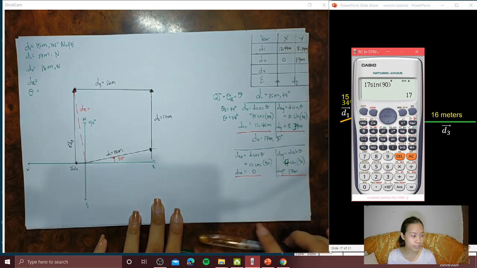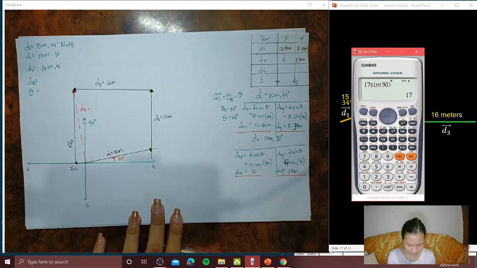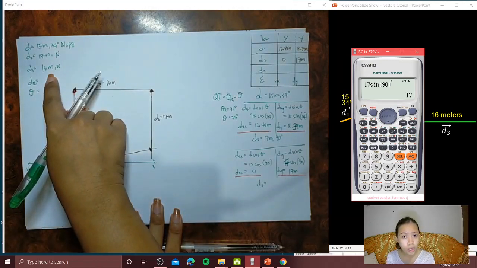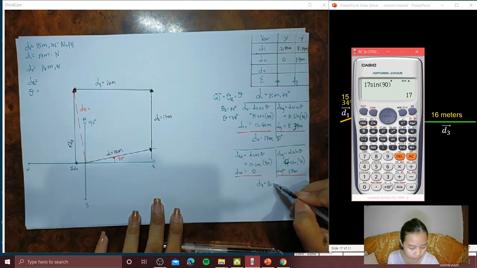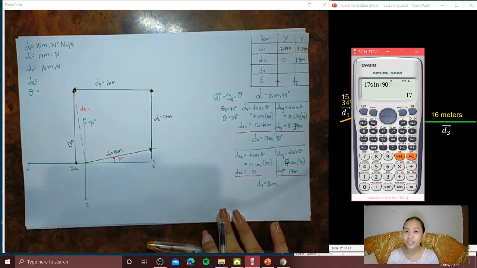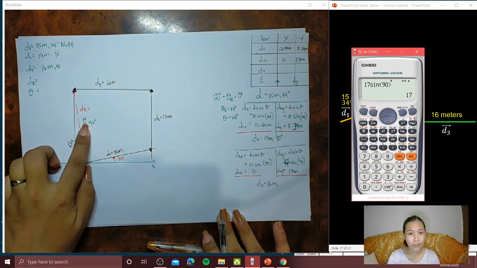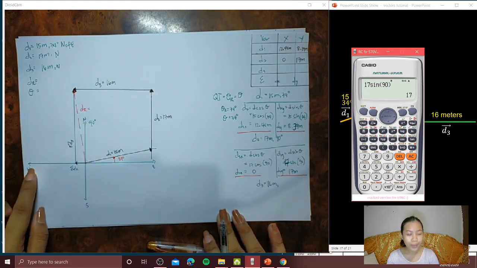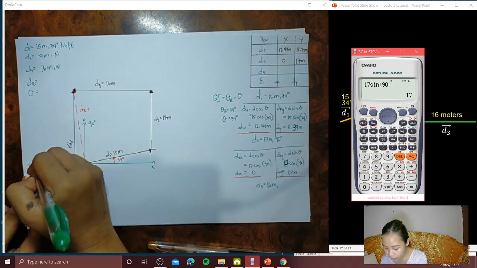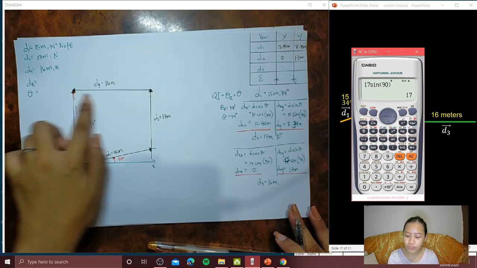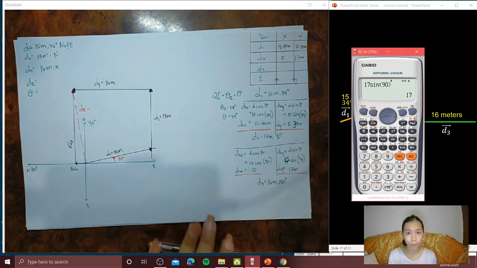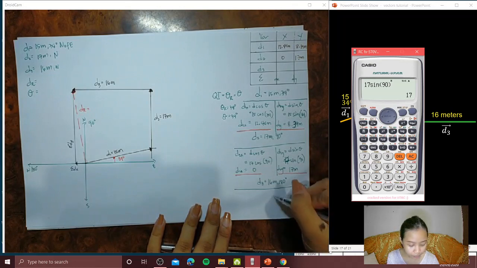Now, let us solve for our d sub 3. It's the same equation to use. How much is the magnitude? This is 16 meters, and it is directed to the west. From east to north we have 90, and from north to west we have another 90. So from east going to west, we have 180 degrees. Since the direction of our third vector is west, we have a 180 degree angle.